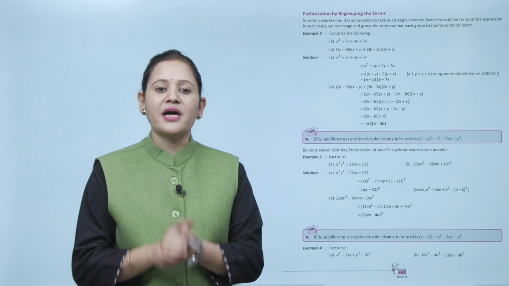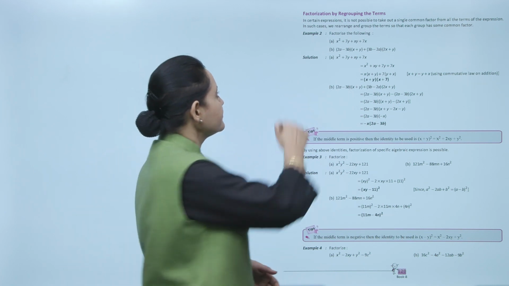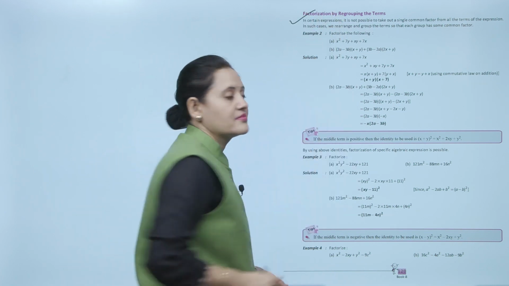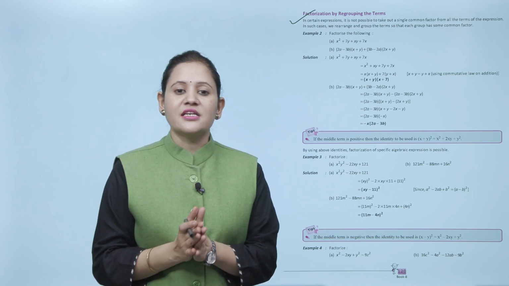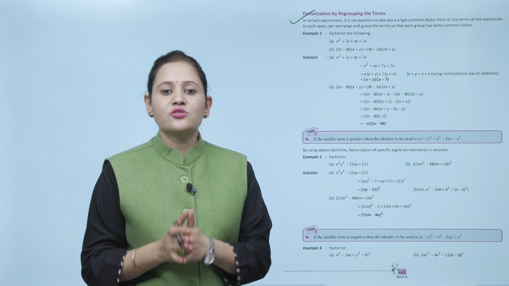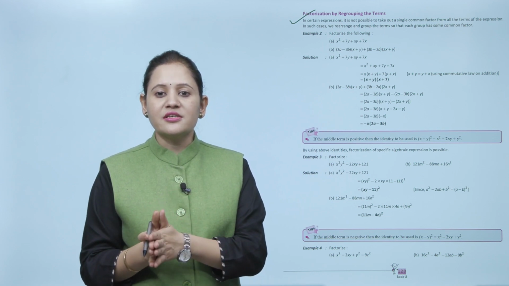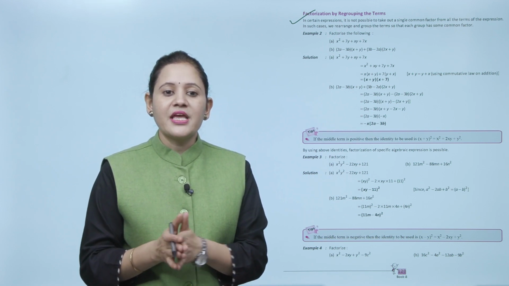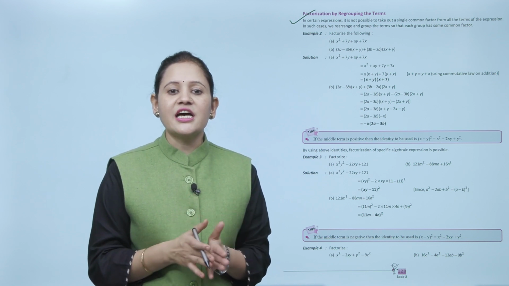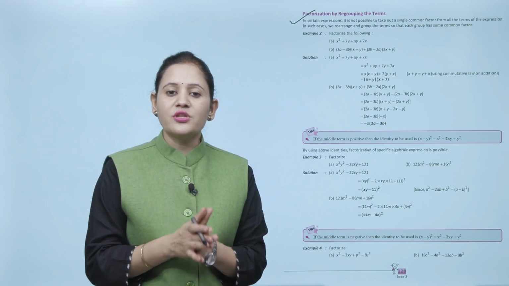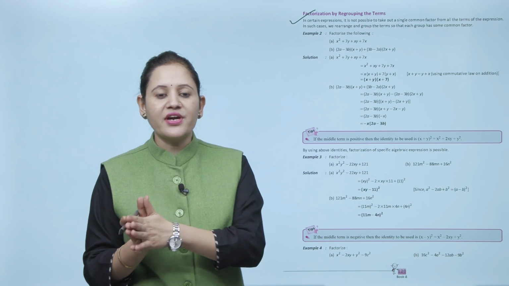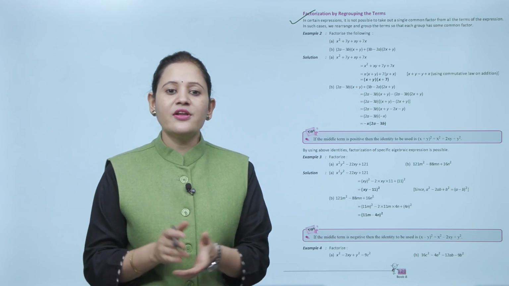Next is factorization by regrouping the terms. In certain expressions, it is not possible to take out a single common factor from all the terms of the expression. In such cases, we rearrange and group the terms so that each group has some common factor. Now, I will take an example.